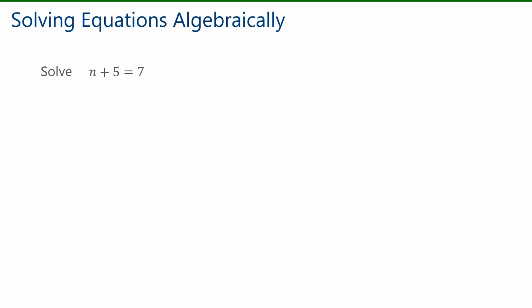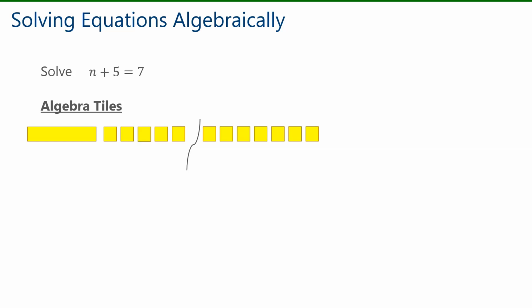So we're going to start off with a very simple equation, n plus 5 equals 7. And before we look at solving it algebraically, we're going to do a quick recap of how we would solve this problem using algebra tiles. So first we model the equation. And the thing that's keeping the n, the variable, from being by itself would be the 5 yellow squares. And so the way that we would get rid of 5 yellow squares, we want to create 0 pairs, so we would add 5 red squares.